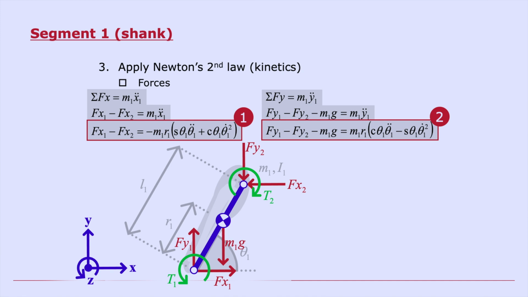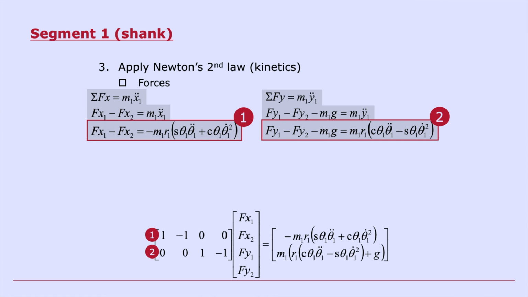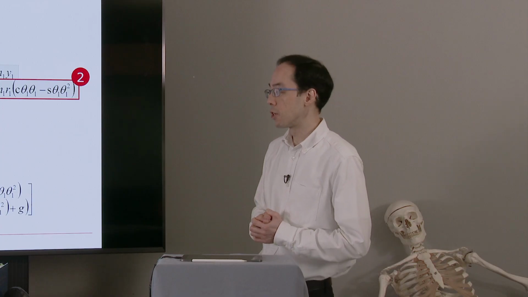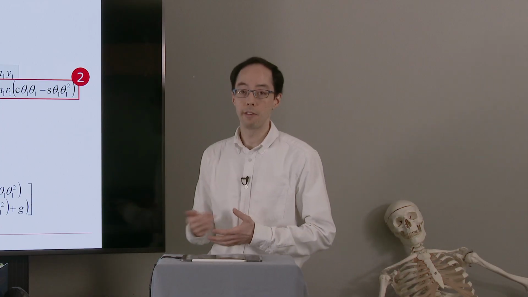In this case, the acceleration is not 0, so we'll need the expressions we derived on the previous slide for x1 double dot and y1 double dot. And now we can add these expressions to our system of equations, written here for the forces only. So assuming we had measured the ground reaction forces, we would know what Fx1 is and Fy1. So the only unknowns here would be Fx2 and Fy2.